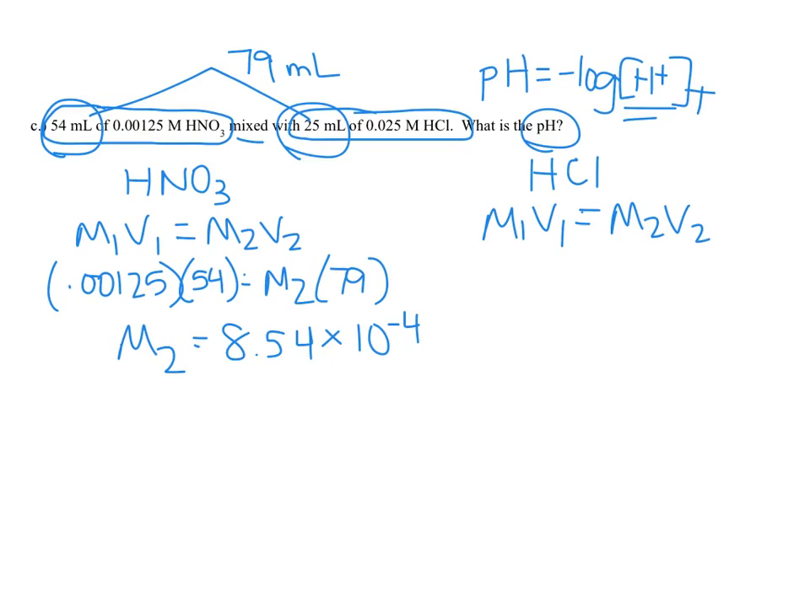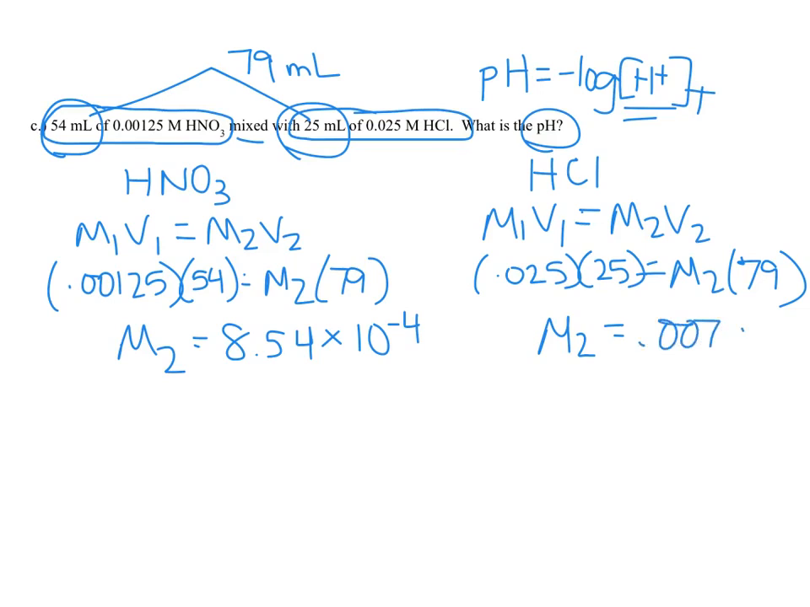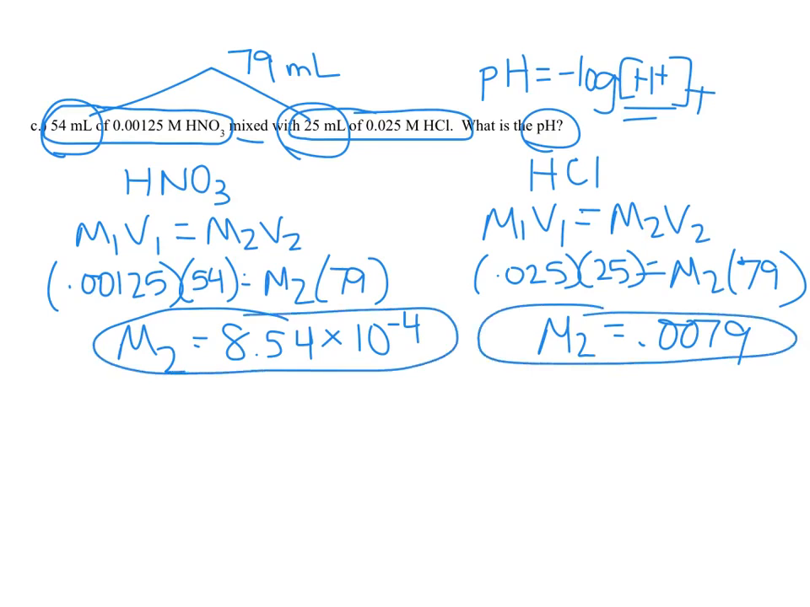My initial molarity of HCl is 0.025. That initial volume is 25. Solving for M2, final volume 79, that M2 value is 0.0079. Now, that's going to give me the hydrogen ion concentration that comes from nitric acid. That's going to give me the hydrogen ion concentration that comes from HCl.